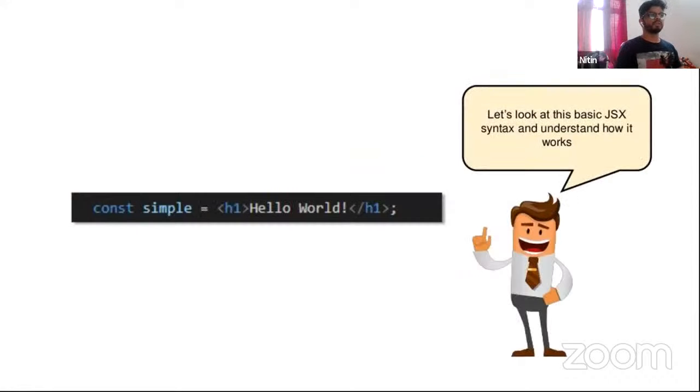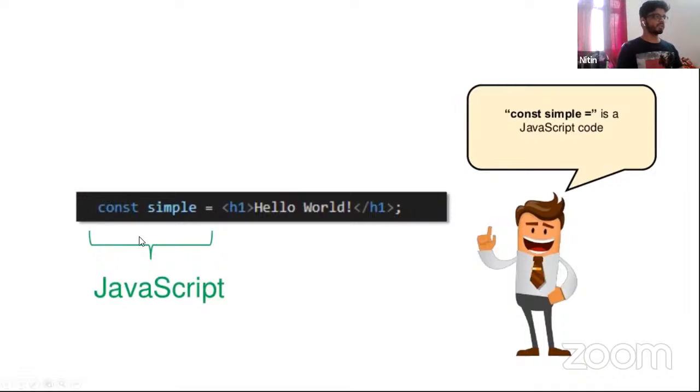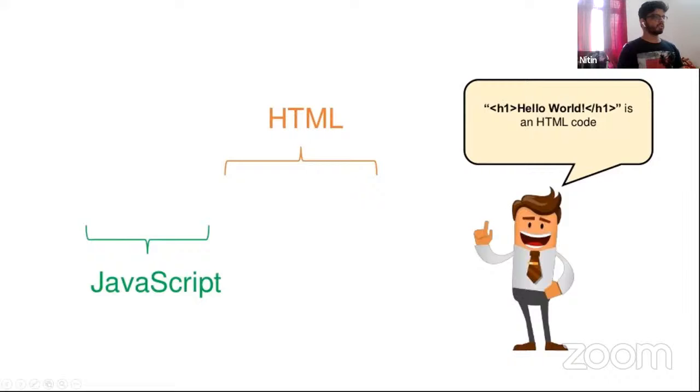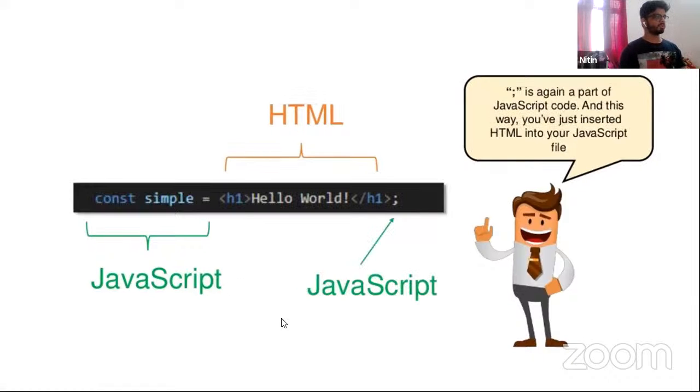That was for JSX. So we can see this is our JavaScript part. This is our HTML part, the remaining portion. This is HTML part. And then we have the semicolon. Semicolon is not part of HTML. This is part of JavaScript. And this is how JSX allows us to do it.